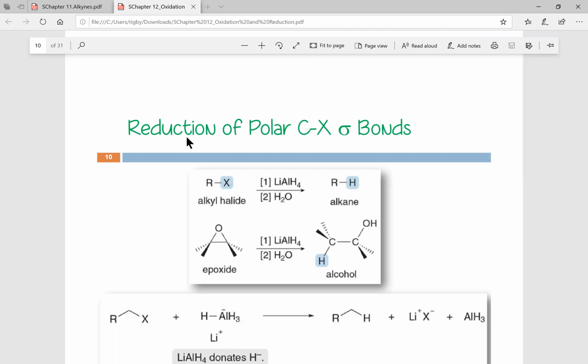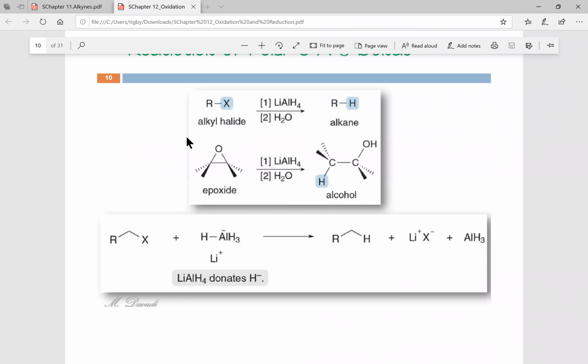So reduction of polar C-X sigma bonds. Essentially this is sort of like a replacement reaction. Remember when we had these guys right here, this could be our C-X bonds. Essentially what we're doing here is we're going to replace that Br, or whatever our Z is, with a hydrogen, thus reducing it. And so usually we're going to end up using LiAlH4, which is a very strong reducing reagent and will reduce almost anything it comes into contact with, okay?